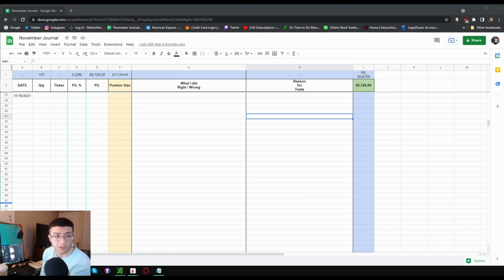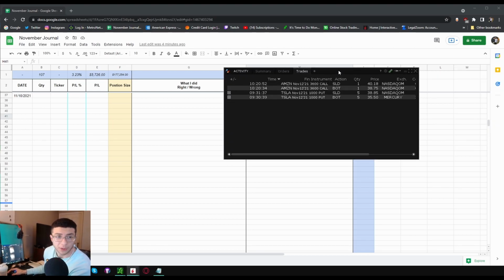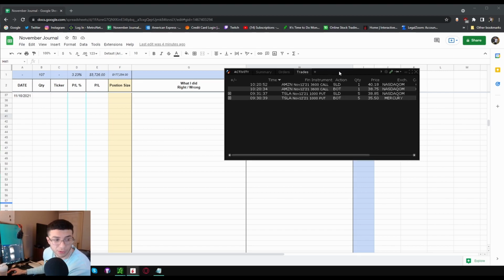So I'm going to go over how I would personally enter something. I took 2 trades today. I'll show you guys my entries right here. I just pulled it up on the window. You see I traded Amazon and Tesla today, just the only 2 trades I took today.